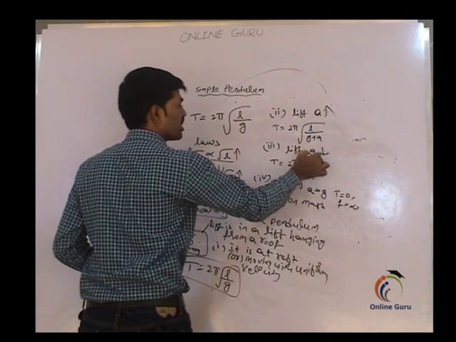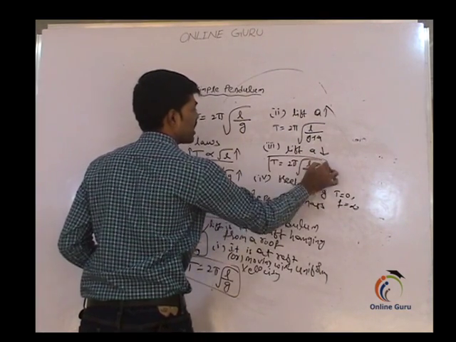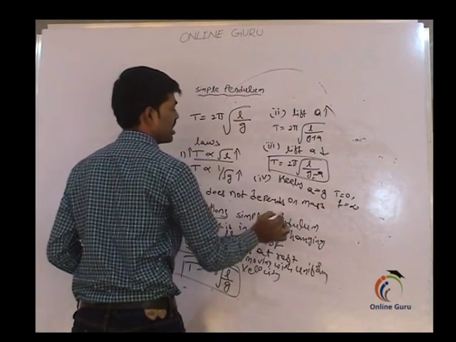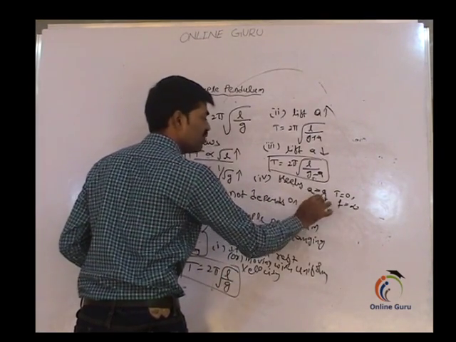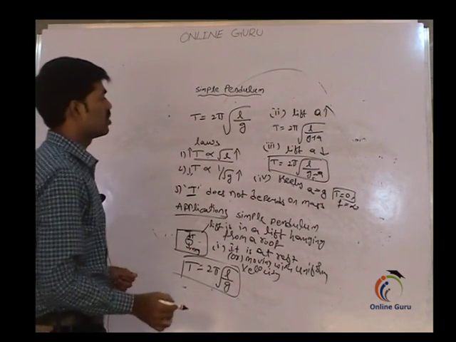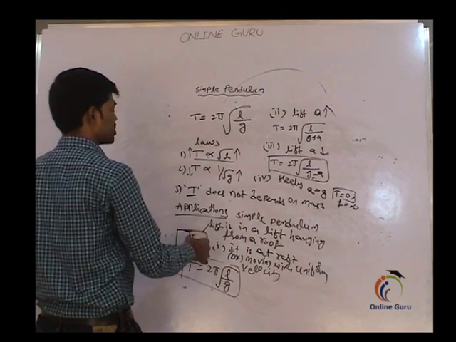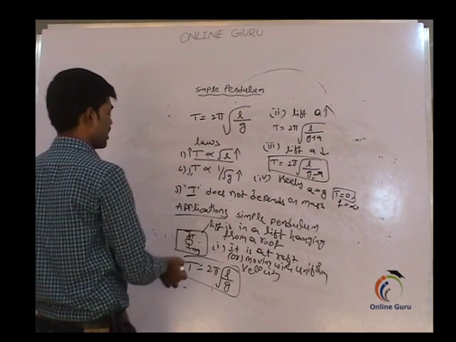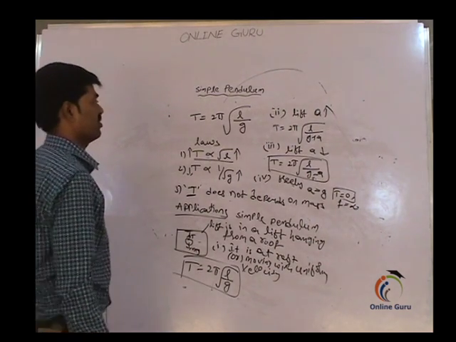If the lift is moving downwards with an acceleration, the time period is 2π√(L/(g−a)). If the lift is freely falling, then the time period is equal to 0. So these are some special cases if the pendulum is suspended from the roof of a lift.